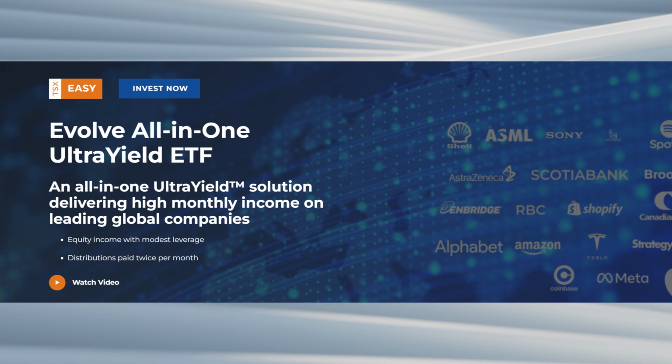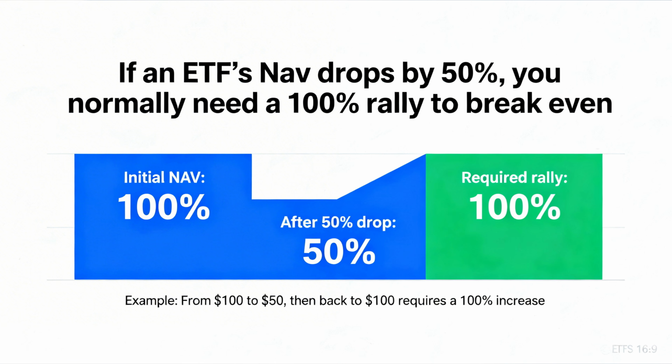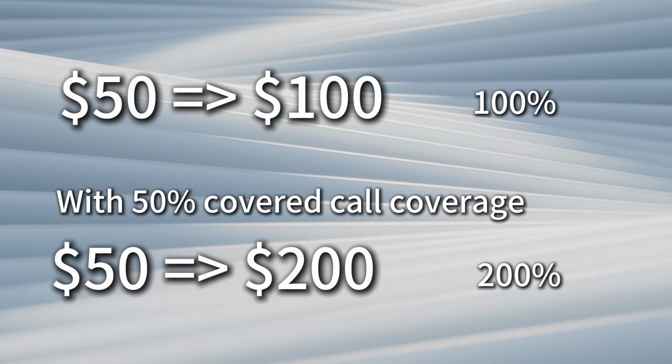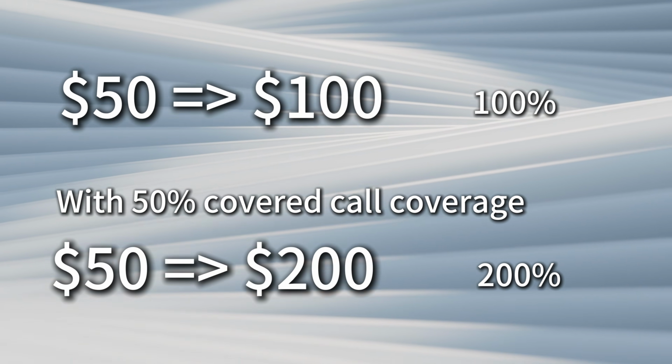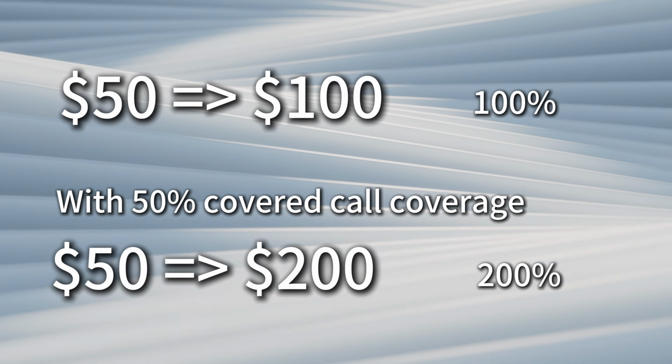Let's do some quick math. If an ETF's NAV drops by 50%, you normally need a 100% rally to break even. However, because the covered call strategy caps half of that upside, the underlying assets would actually need to surge 200% just for your share price to recover. This deep hole effect is very real in volatile or downward trending markets.